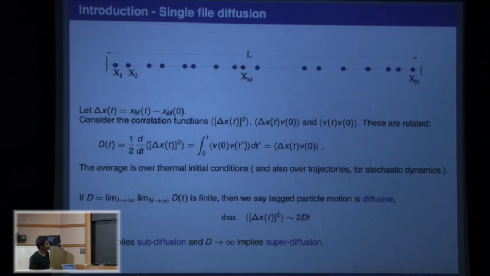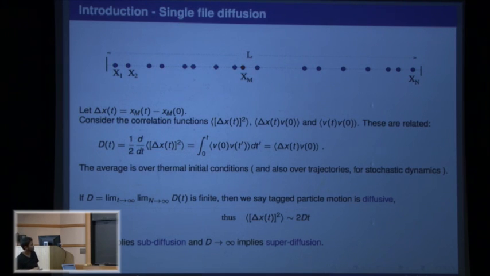Okay, so these three correlations are related. I'll call D(t) the time derivative of this mean square deviation, and it's exactly equal to the integral of the velocity autocorrelation function, and one can show that this is exactly equal to <delta x(t) V(0)>. So all these three correlations are equal, but it's good to look at all of them separately.